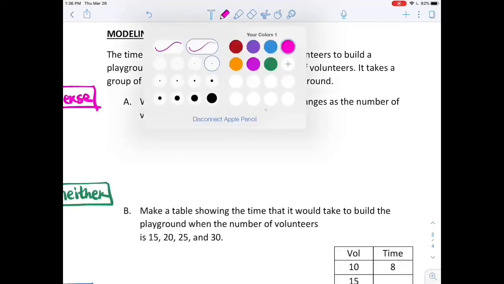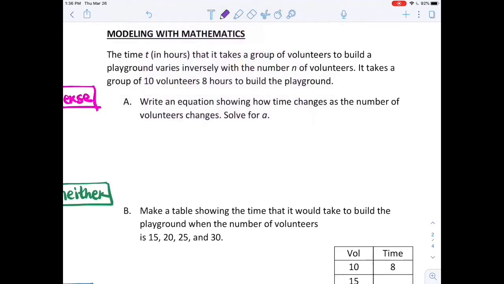All right, so we're going to build a playground, and we have some volunteers. The time T in hours that it takes a group of volunteers to build a playground is going to vary inversely with the number of people that are helping. And we know 1 point on this inverse. We know that it takes a group of 10 volunteers 8 hours to build the playground.